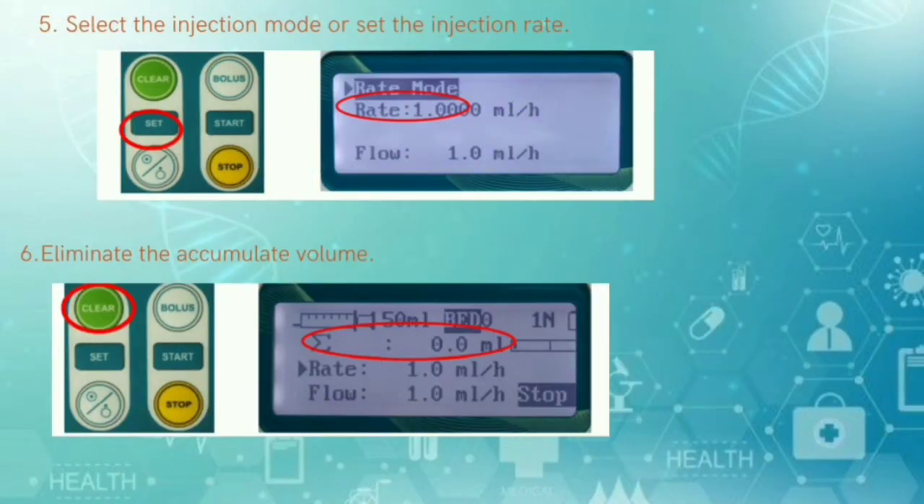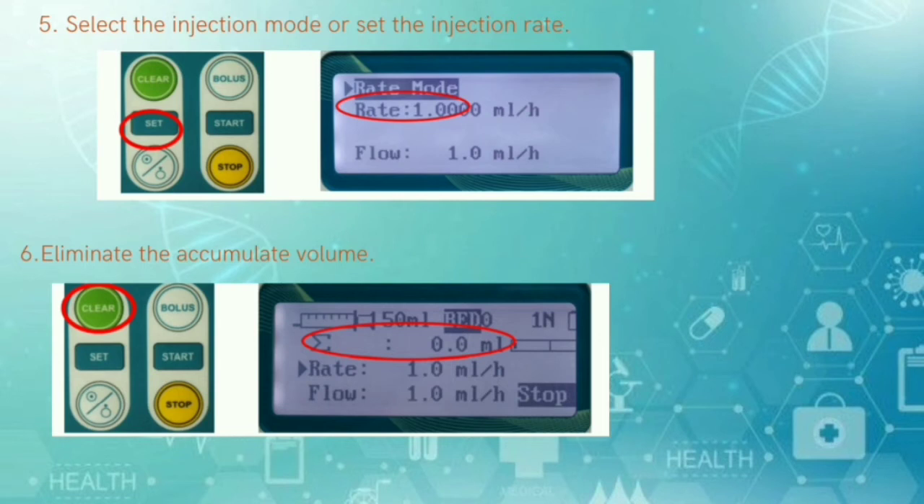Next one is select the injection mode or set the injection rate. First, we should make sure the syringe pump is in stop status and there is no air bubble in the syringe pump. We can select corresponding injection mode and other relevant parameters by mode parameter setting. Then select the injection rate to set the rate.